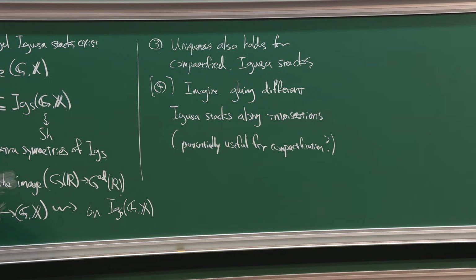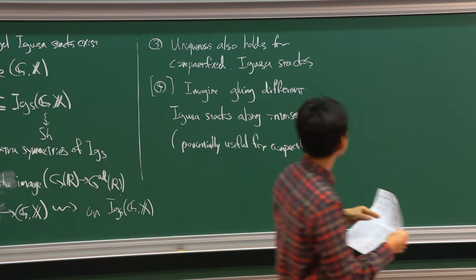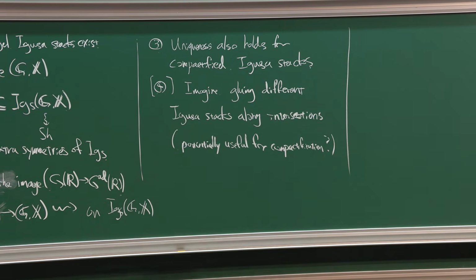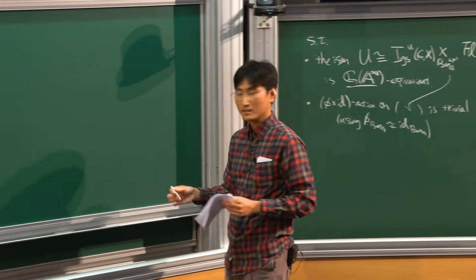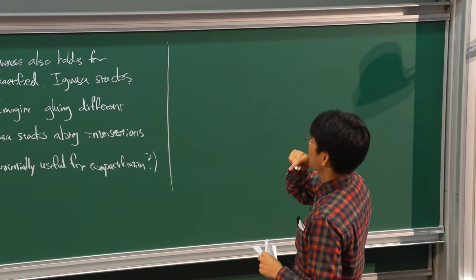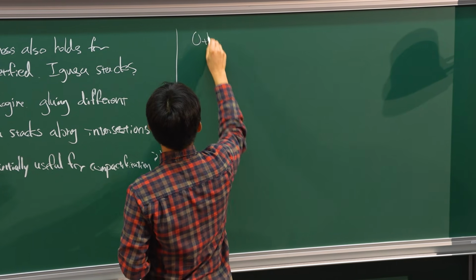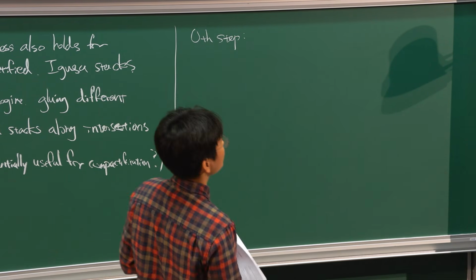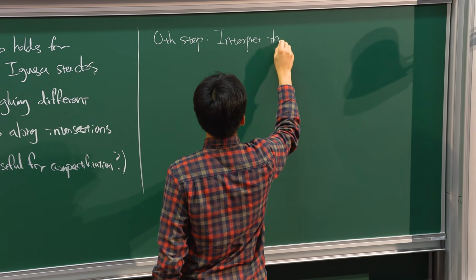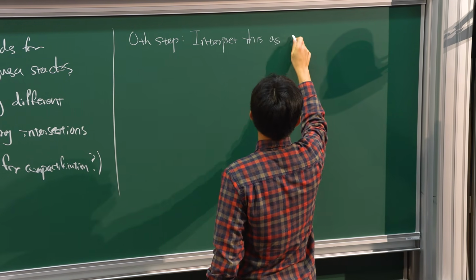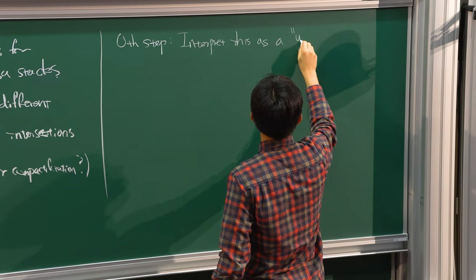OK, so I think I have roughly 30 minutes, and I'd like to try and explain how the proof works. And I think it's a really fun proof. So I hope to explain some of the geometric ingredients that go into that, unless there are questions. So the first step, or the 0th step, is to interpret this as a kind of uniformization.